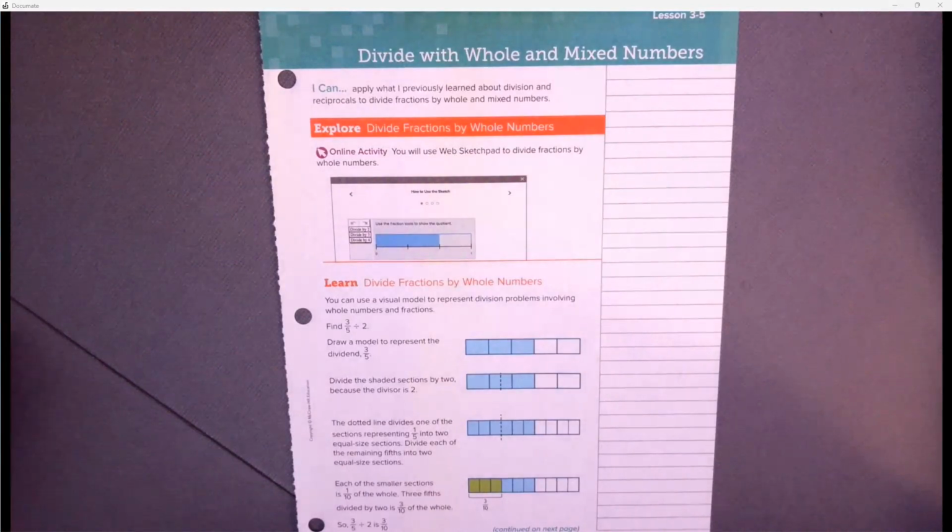Now let's look at lesson 3.5 on page 185. Divide with whole and mixed numbers. I can apply what I previously learned about division and reciprocals to divide fractions by whole and mixed numbers. Dividing with whole and mixed numbers is very similar to what we've done in the past 2 lessons, so a lot of the concepts are the same.